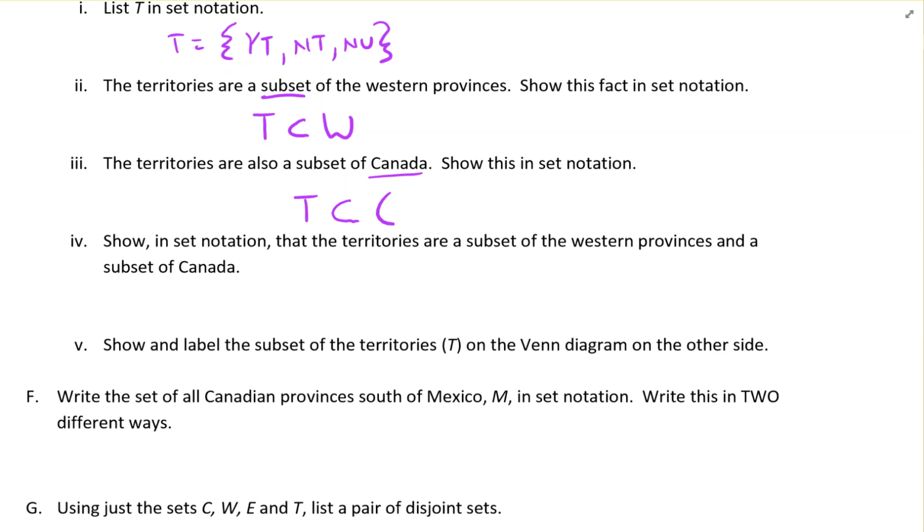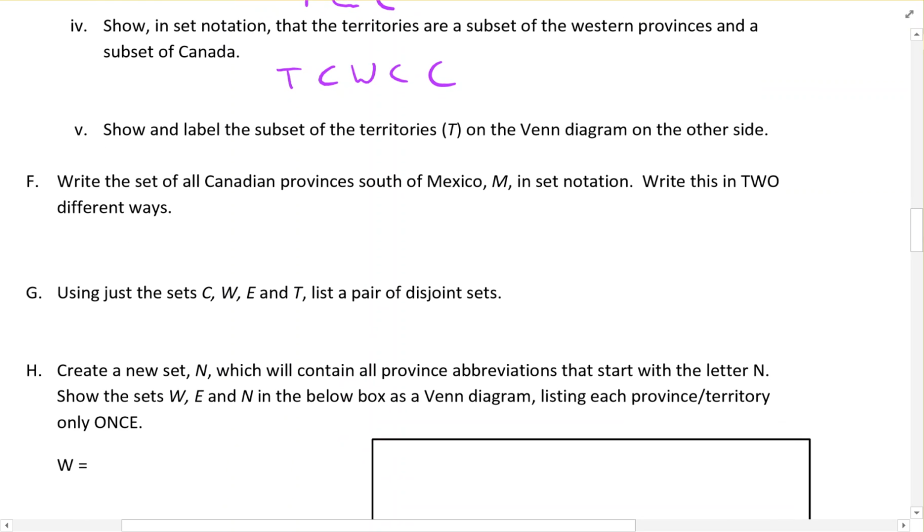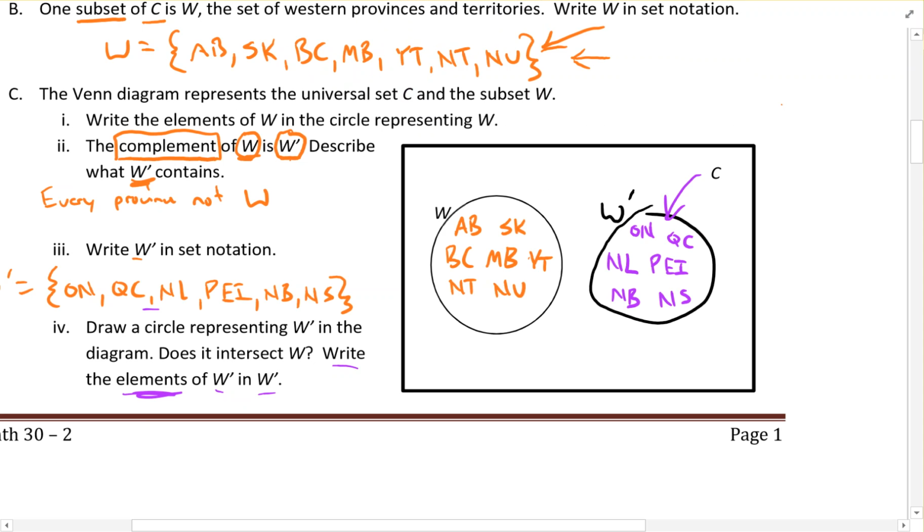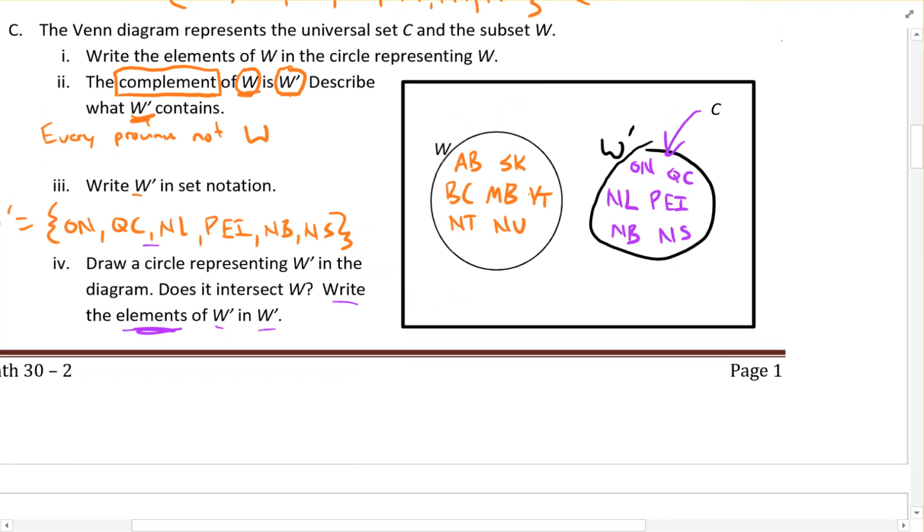All right, so now it says show in set notation that the territories are a subset of Western provinces and a subset of Canada. So just what we've done here, we just have to put them in order now. So you'd say T is a subset of W, which is a subset of C, right? One's just a subset of the other. Now the last part here says show and label the subset of territories on the Venn diagram on the other side. So that's looking back at this Venn diagram that we made, right?